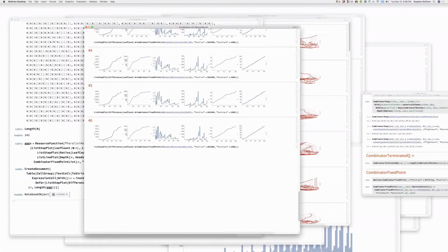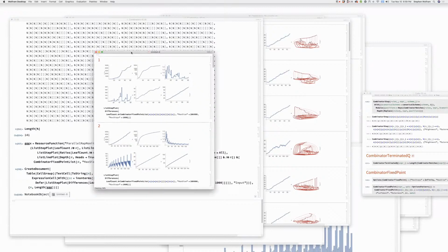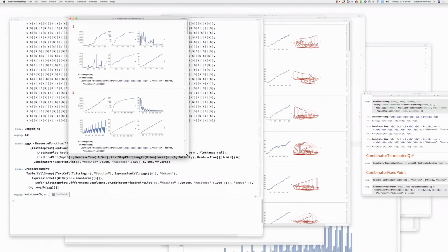Okay, let's get rid of this. Combinators 41S9 summary. Let me save over that. Okay, let's look at these.